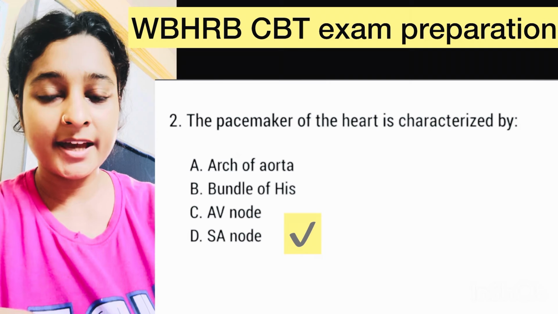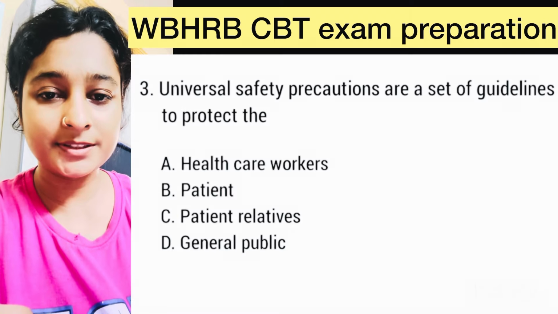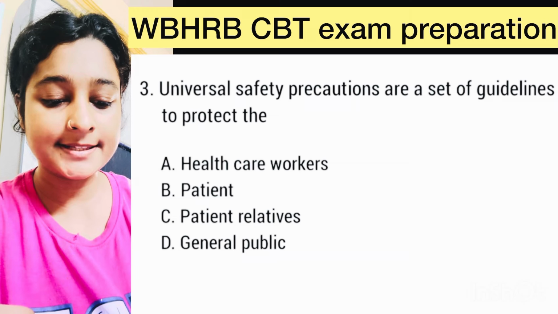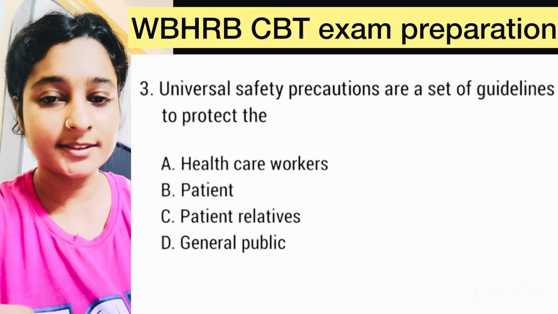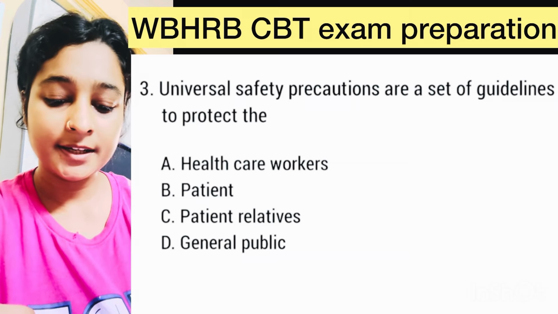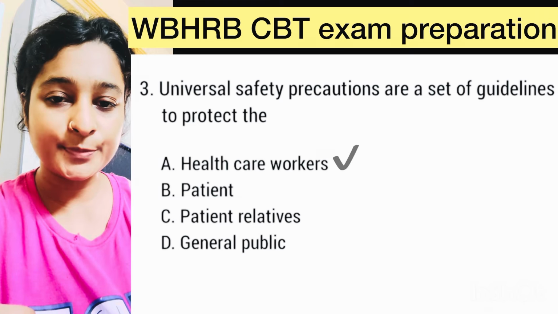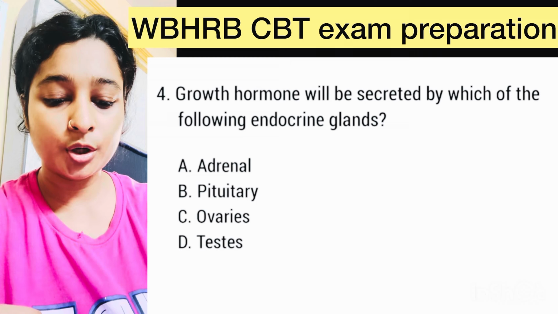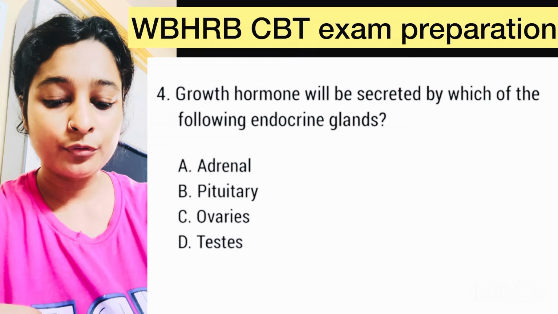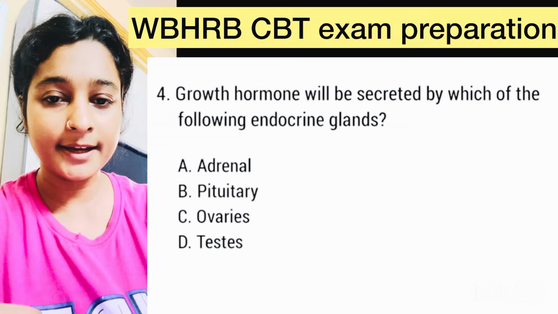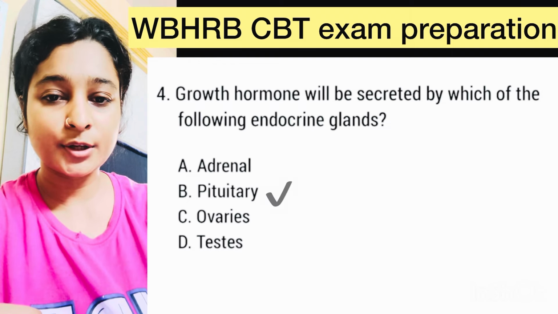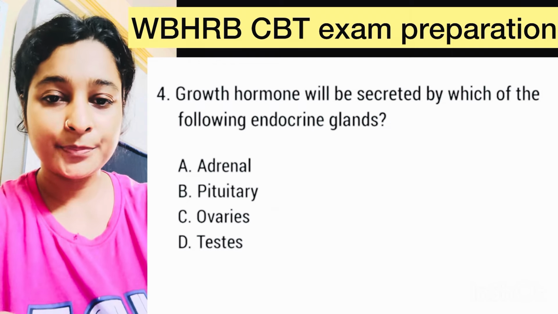That means sinoatrial node. Question number 3. Universal safety precautions are a set of guidelines to protect the. Here, correct option is option A, healthcare workers. Question number 4. Growth hormone will be secreted by which of the following endocrine glands? Here, correct option is option B, pituitary gland.